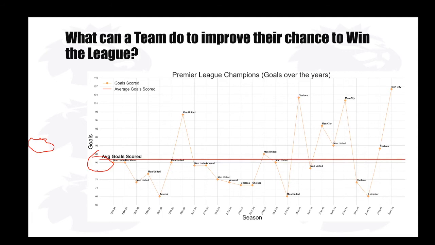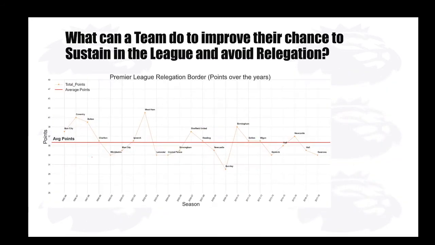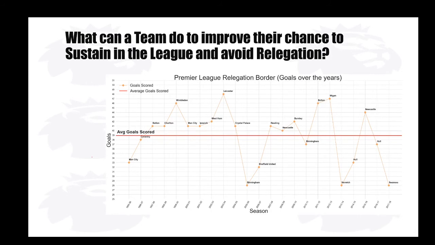Now, in the league, only one team wins, but three teams are relegated. Let's try and look at some numbers that can help teams improve their chances of sustaining in the league. We have similar graphs as we had for the champion side, but this time to avoid relegation. And pretty evident, a team needs on average 39 goals and needs to secure an average of 36 points to have a better chance to sustain in the league for the next season.